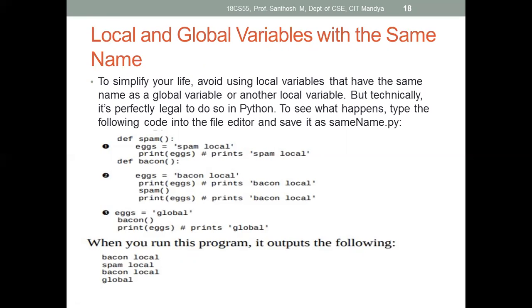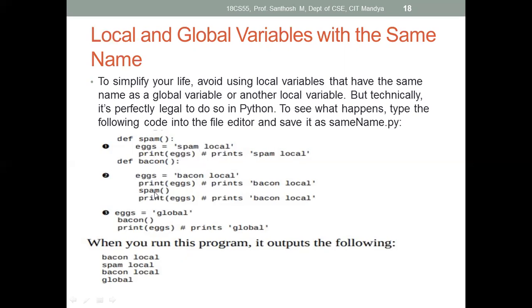See here, first they define a function called spam. Okay, for this spam they create a variable eggs, and they assign it spam local, and then print x. What will it print? Spam local, and then bacon. For bacon, x is bacon local. When you call print, it will print bacon local.